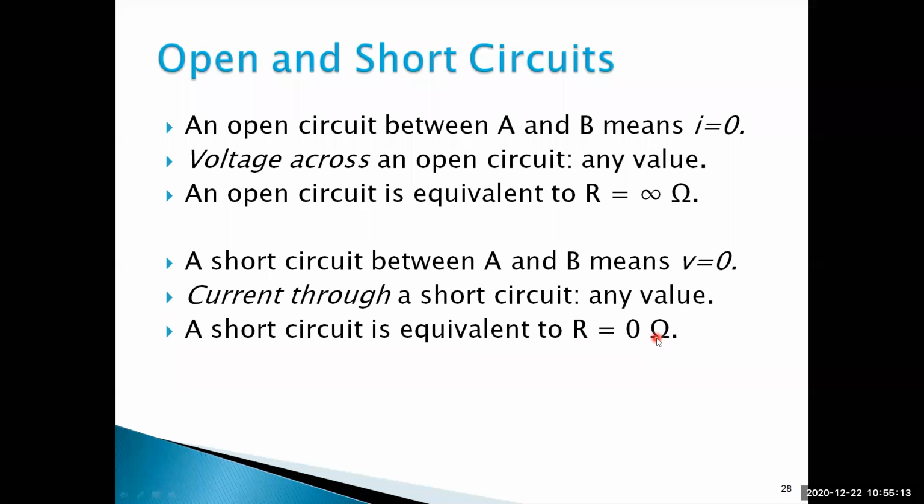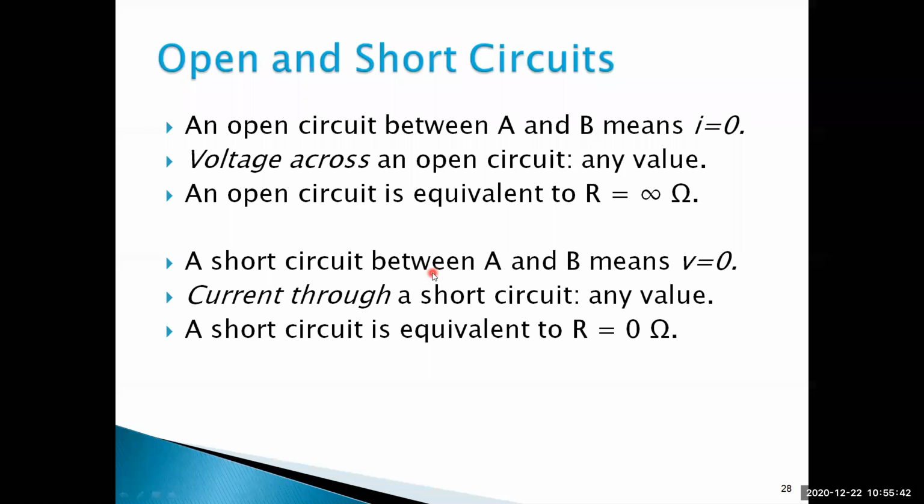So R is equal to V by I, so 0 by something is 0. That's why under short circuit condition, the resistance is 0. It's clear. In an open circuit condition, current is 0, voltage is ideally the supply voltage, the maximum voltage, and resistance is infinity. R is equal to V by I, I is equal to 0, so V by 0 is called infinity.